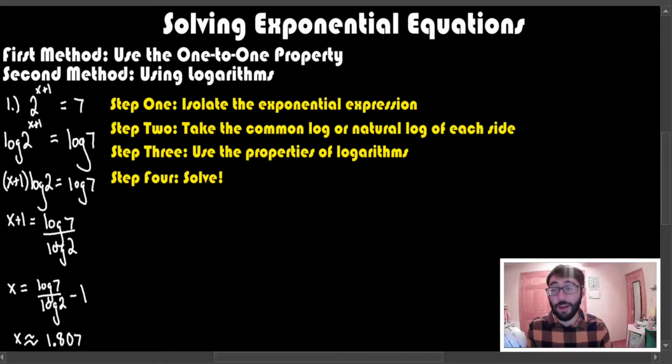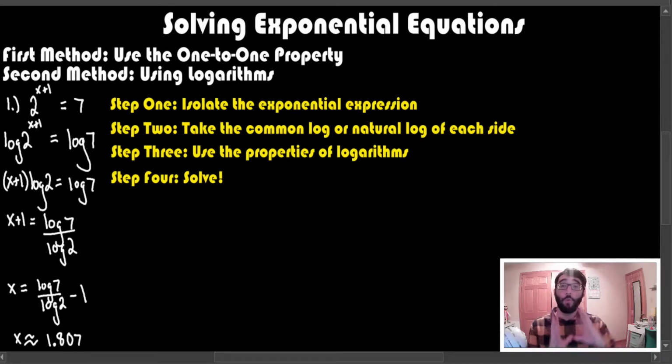I'm going to go ahead and round this a little bit because it's going to be necessary to round pretty much every single one of these. And I got roughly 1.807. Now that is how you solve an exponential equation using logarithms.